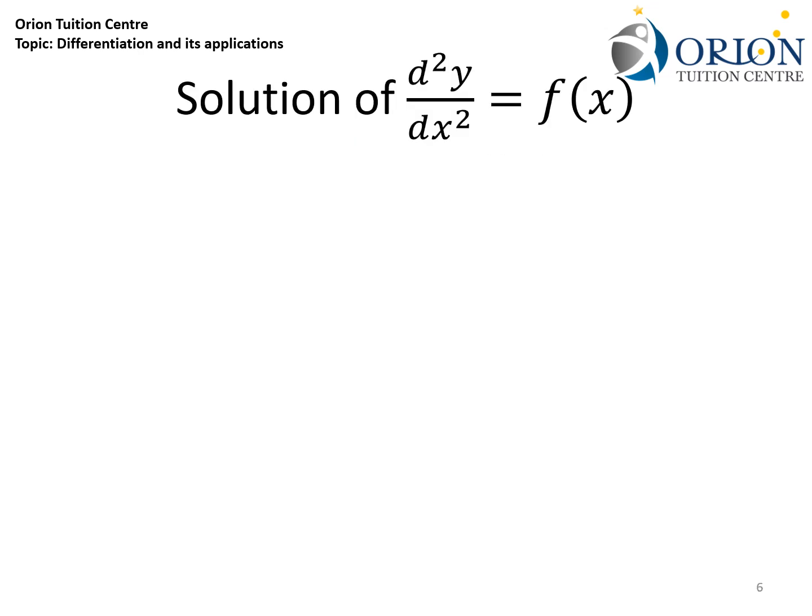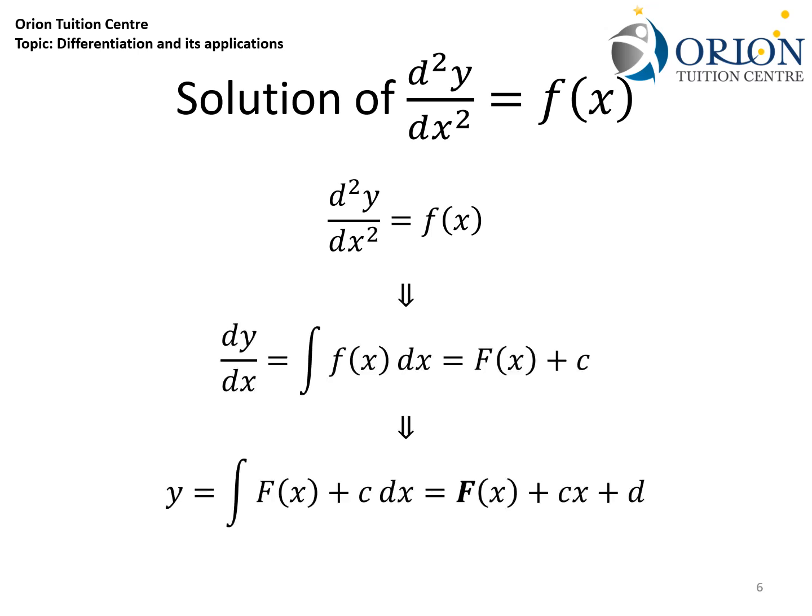The second type of DE that we need to know how to solve is the second order DE of the form d2y over dx squared equals f(x). Essentially, this is a double derivative and we can solve it by integrating it twice. The general solution of this type of DE will have two integration constants, c and d, because we are integrating it twice, meaning that the first integration constant c will be integrated to give us the second integration constant d.